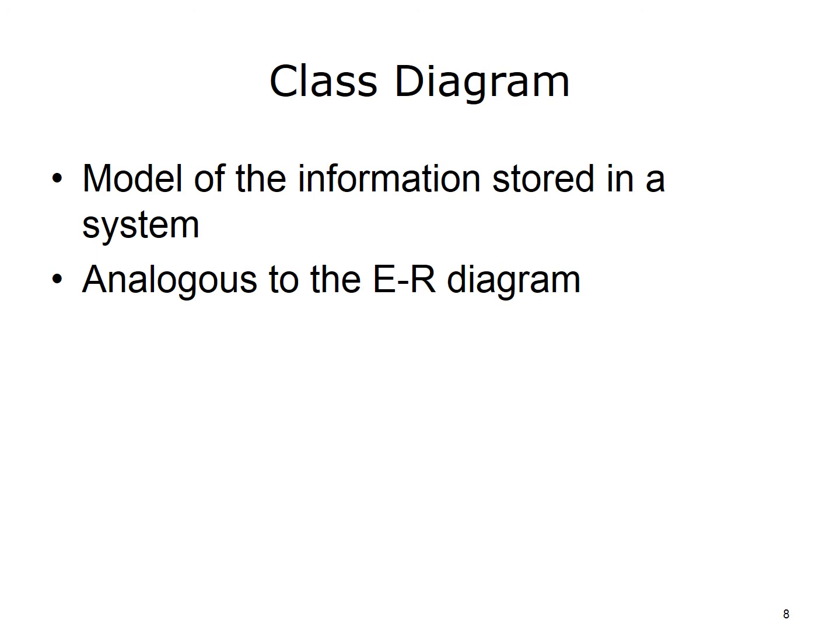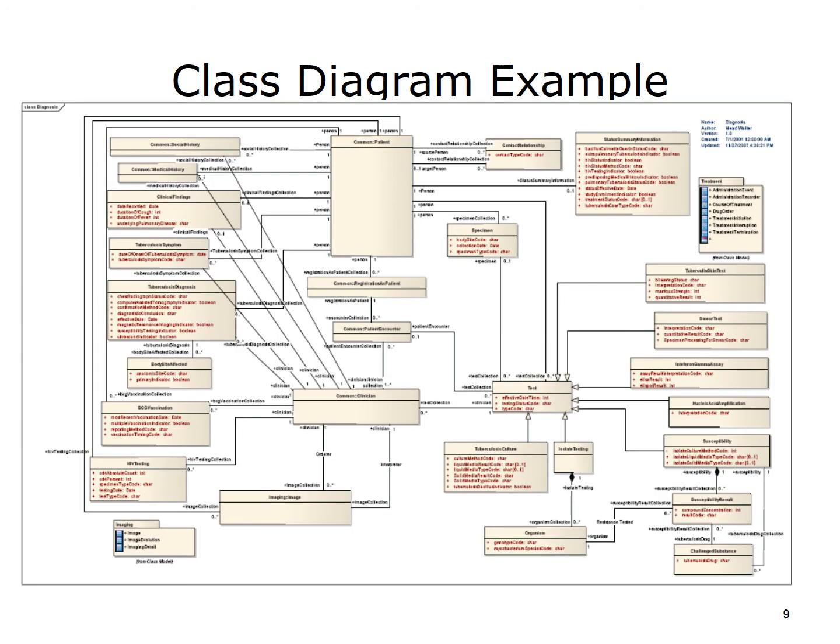A class diagram is a model of the information stored in a system and, in many ways, is analogous to the ER diagram covered in a previous lecture. A class diagram shows static information content. For example, data that are collected or used in patient care. Data collected and used in the diagnosis of tuberculosis are shown on the diagram in the slide.